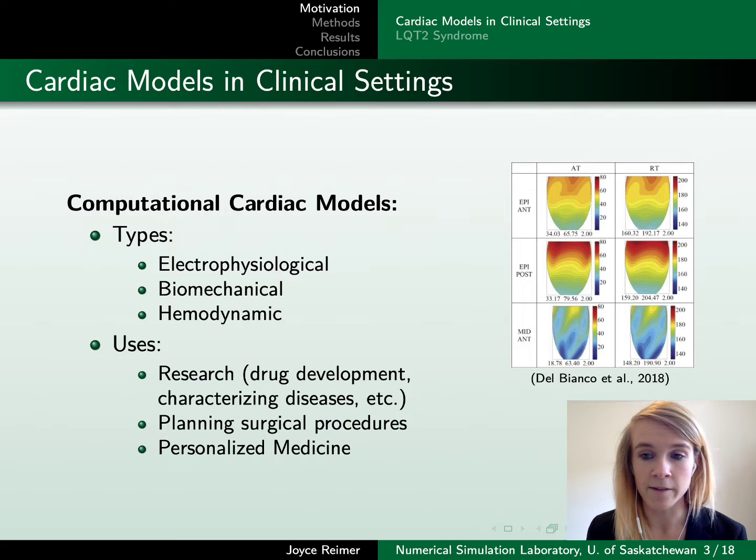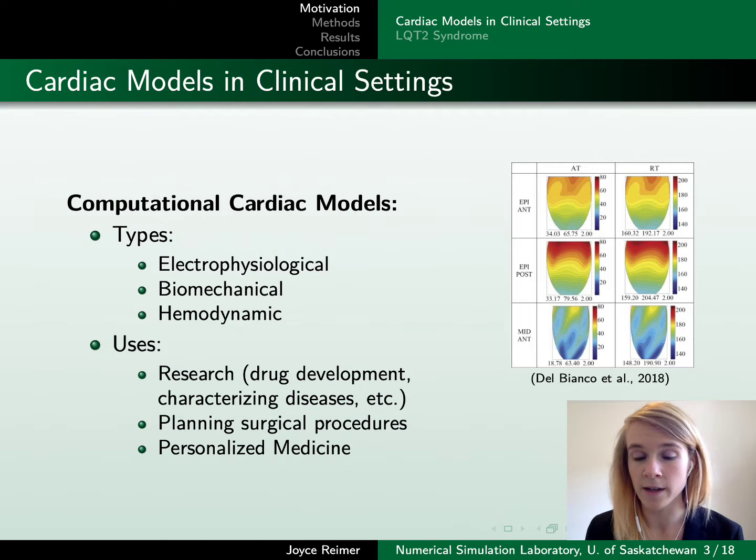To start off, I will give you a brief background on computational cardiac models. There are a few different types of models that allow us to computationally simulate the heart. The primary ones include electrophysiological, biomechanical, and hemodynamic models. The one that I will focus on for this presentation, though, is an electrophysiological model. This is a more microscopic perspective of the ionic currents involved in cardiac action potentials at the cell level.